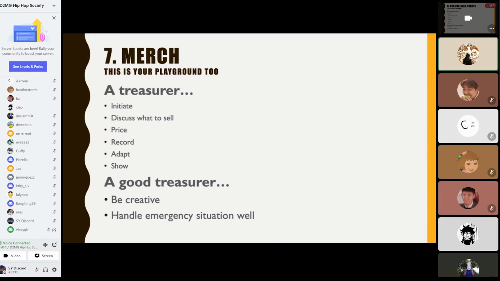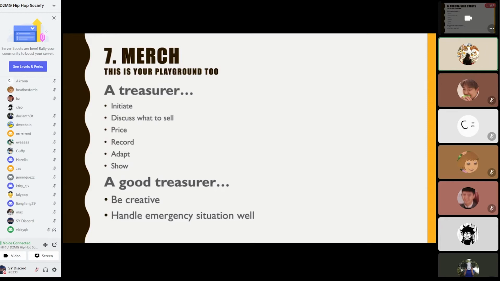So you have to keep a track record of who ordered the merch and then make sure that the goods are delivered to the right person. You have to also adapt and handle different emergency situations. For example, the manufacturer closes down because of lockdown, or the number of pre-orders are too low, and then you have to promote it in a more aggressive way.